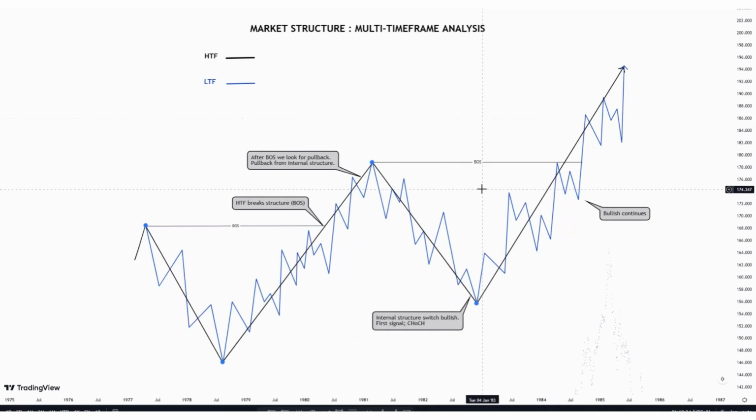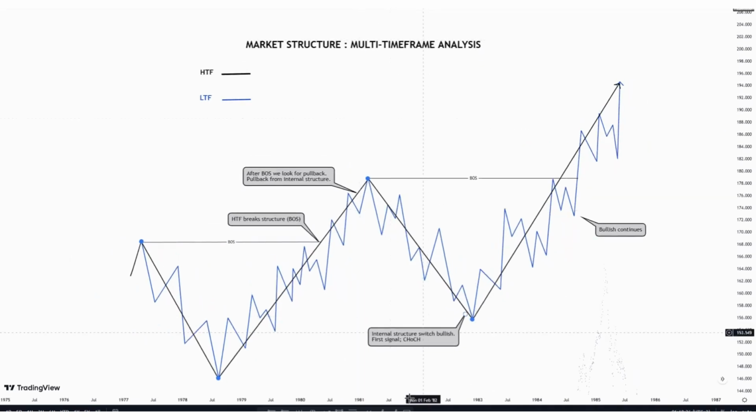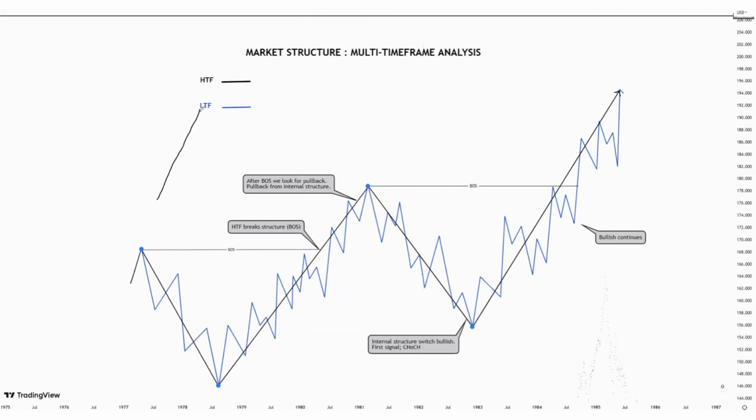The first thing that you need to understand about the price is that no price goes up in a straight line. There's none. So you need to understand, what am I looking at? Am I looking at internal structure or external structure? You need to understand that. That one should be well defined.